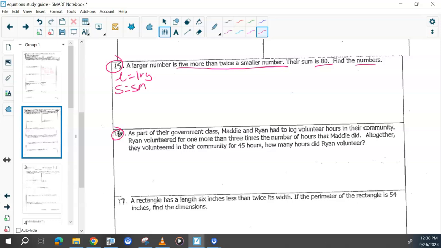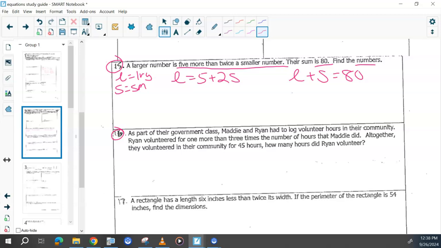The first sentence tells us about the larger number. Is 5 more than twice a smaller number? So L equals 5 more than is plus twice, so we're multiplying by 2 to S. And then in the next part it says their sum, the larger and smaller number's sum, if I added them together, would give us 80. Find the numbers, both the larger and the smaller.